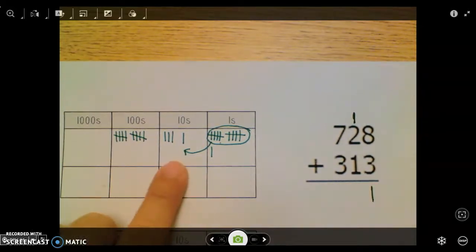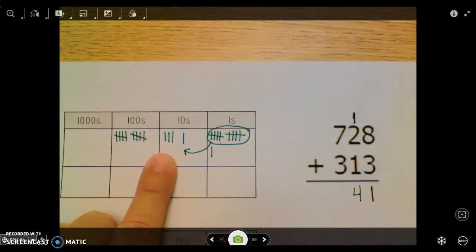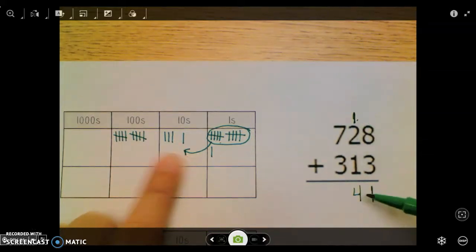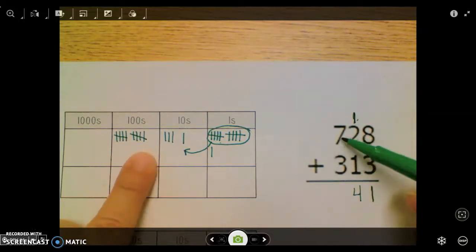Okay. Now I add my tens. I had 2. Then I add 1 more. And I have 4. Okay, so that was 2, and then I added 1, and then I had my 1 of my carry. So I have 4. Now let's look over at my hundreds. I have 10 here, just like this. 7 plus 3 is 10.